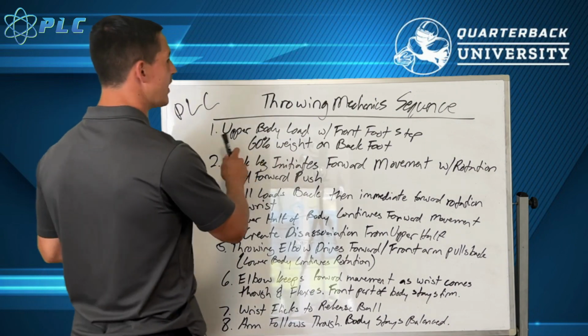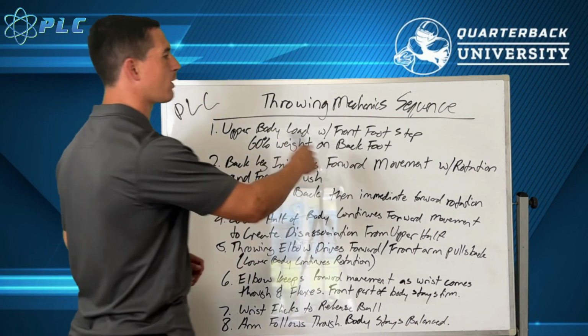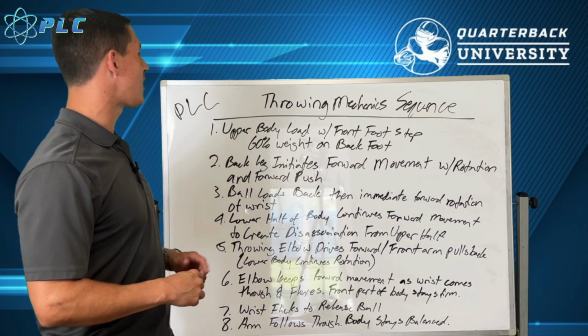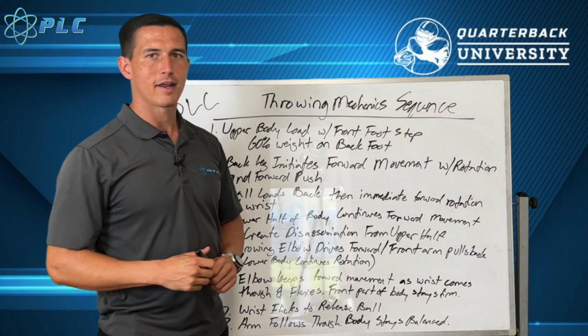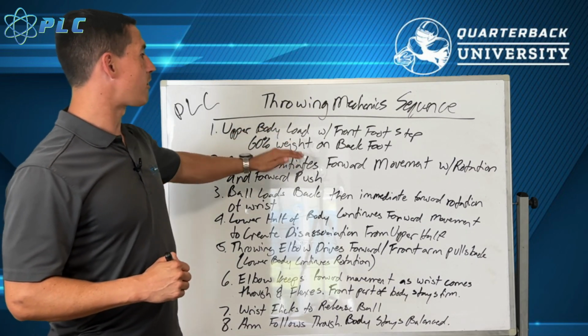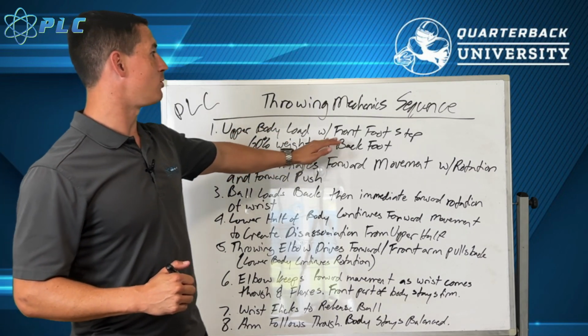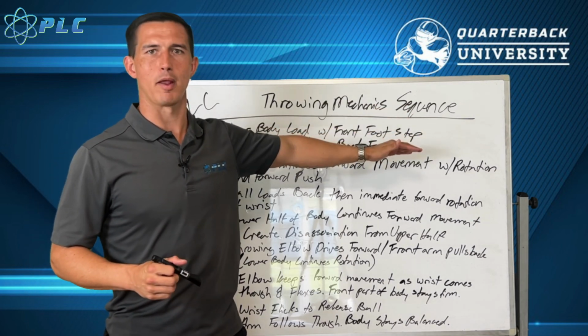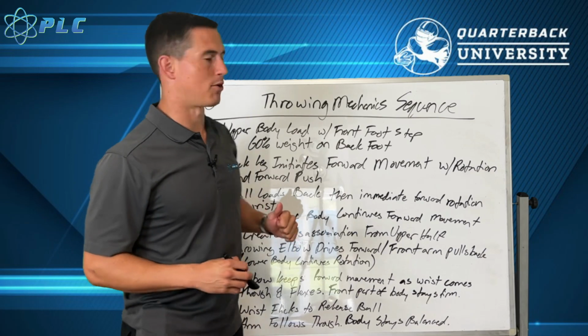All right, so the first thing is going to be upper body load with the front step. As you're loading and taking a step, 60% of your weight should be on the back foot. Your upper body is going back to initiate the load, and 60% of your weight should be on your back leg as you take that first step. An important note here: wide base. We've been talking about wide base a lot lately. Make sure you have a wide base when you're doing this.